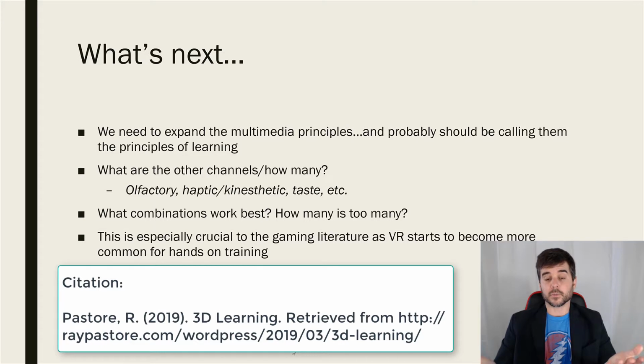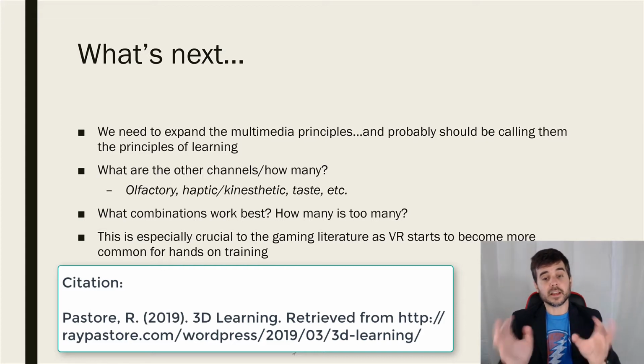Can you combine 3 or 4 or 5 channels and that doesn't overload working memory? Maybe can you combine olfactory and taste together, or that doesn't work? Or can you combine olfactory, vision and hearing together? What about vision and just olfactory? What are the combinations and how many is too many? That's where we need to expand on the multimedia principles, and that's where these 3D learning ideas come into place.